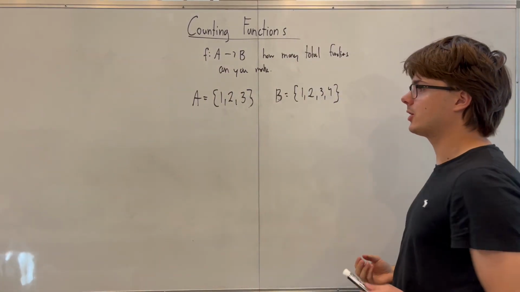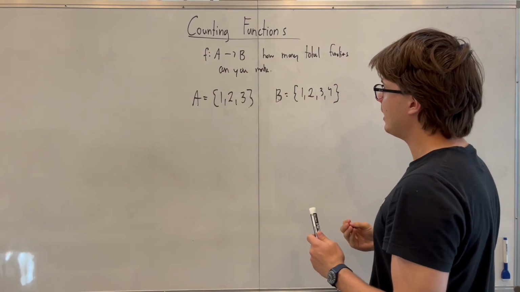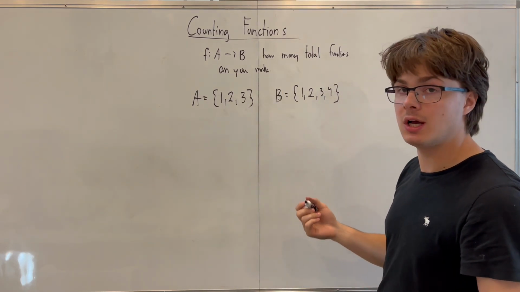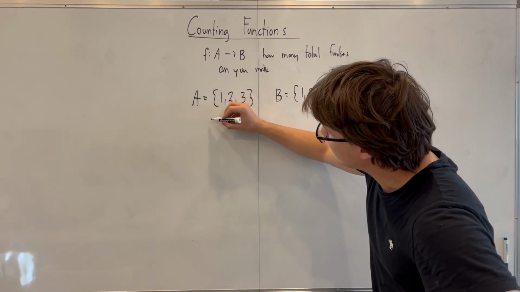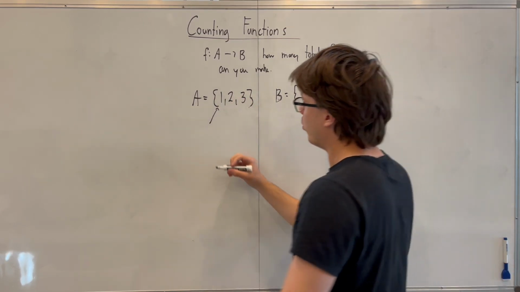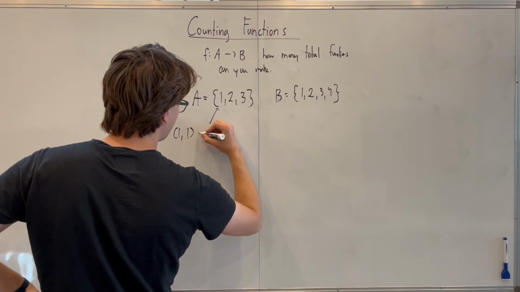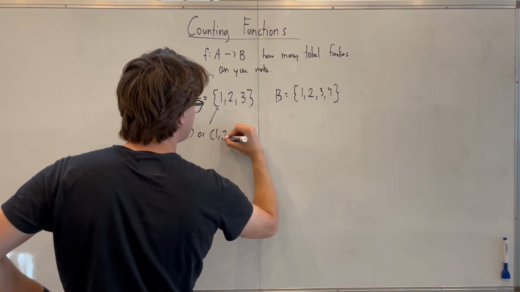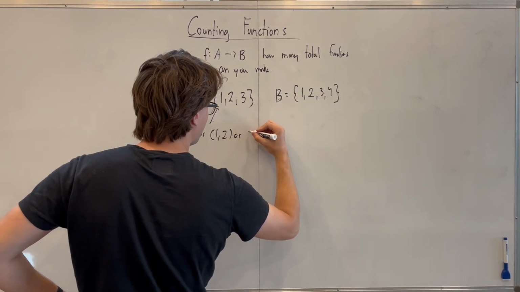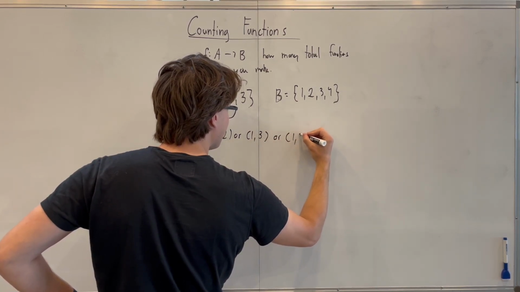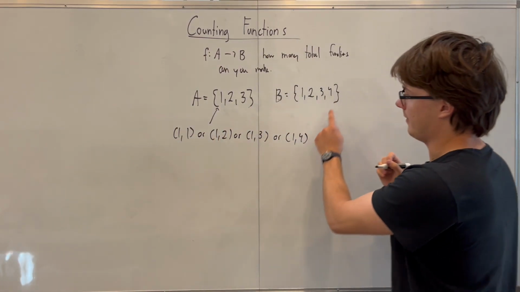Now let's really increase our B. How many possible functions can we have when these are our 2 sets? Well, let's look at this again. What can we map 1 to? Well, 1 can be mapped to 1 in B, 1 can be mapped to 2 in B, or 1 can be mapped to 3 in B, or 1 can be mapped to 4 in B.